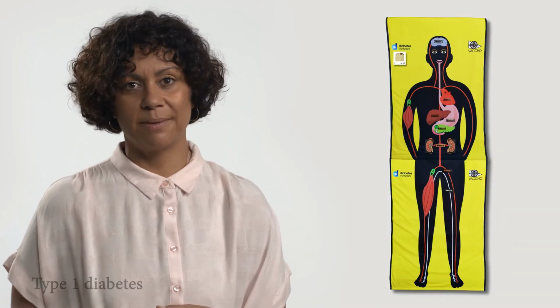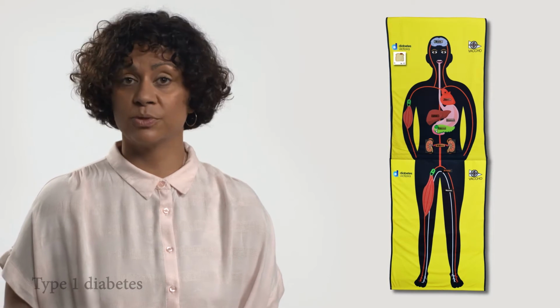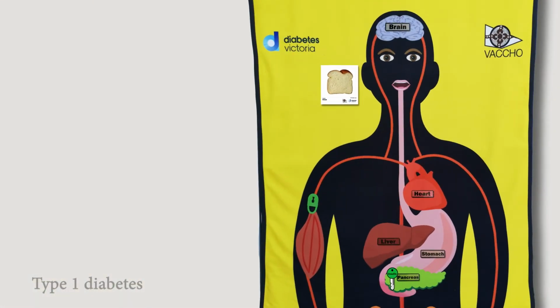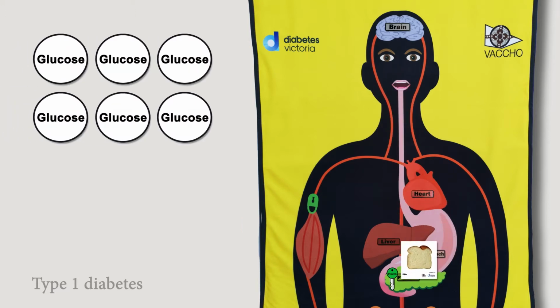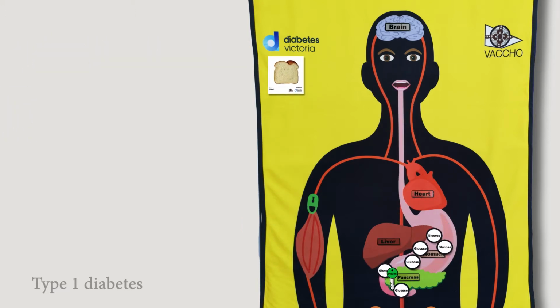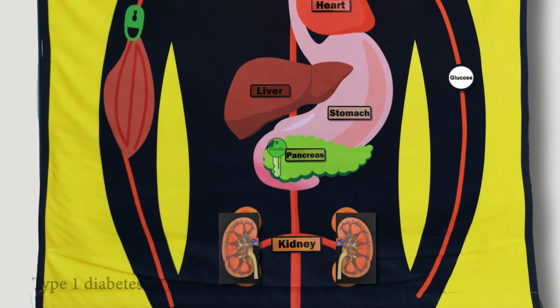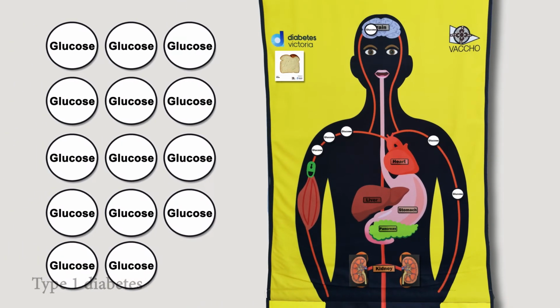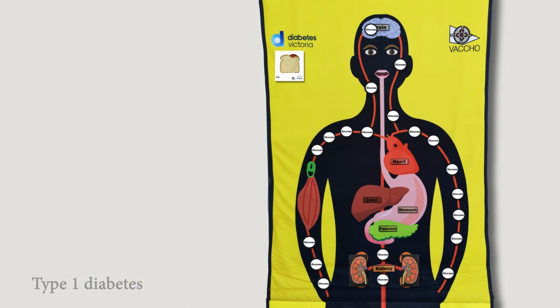Now let's look at what happens to glucose in the body of a person with type 1 diabetes. In type 1 diabetes, carbohydrate food is eaten and broken down into glucose, just the same as in a person without diabetes. Glucose is absorbed into the bloodstream and travels around the body in the same way too. In type 1 diabetes, no insulin is produced, so no glucose can get into the muscles for energy. This leads to a buildup of glucose in the blood.